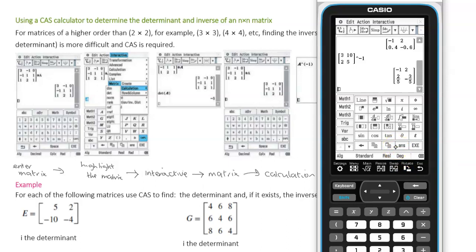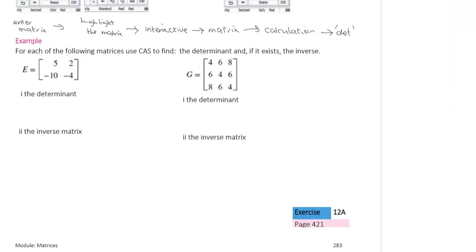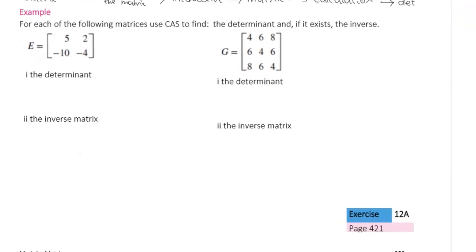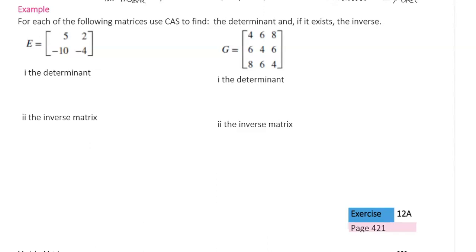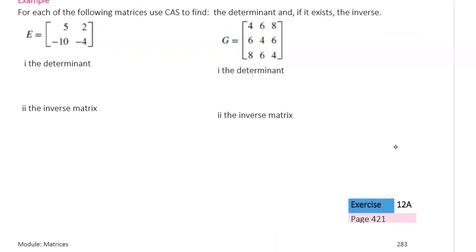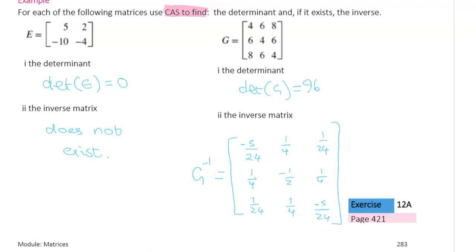So at the bottom of page 283, there are 2 examples there that you can have a go at, using your CAS, to see how you go. I'll put the answers up. So pause now and I'll put the answers up. And there you go. So now you should be able to work through exercise 12A. Have fun.